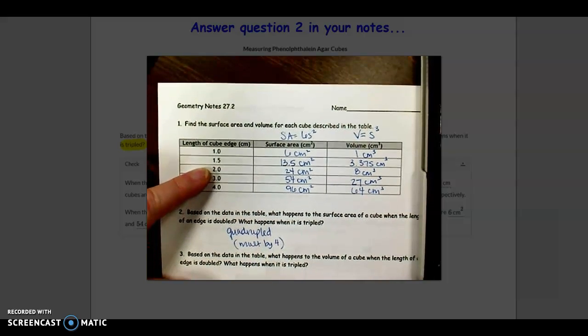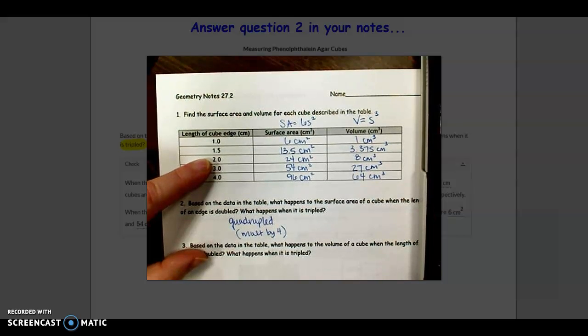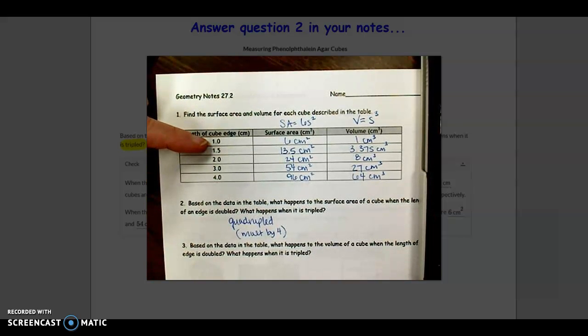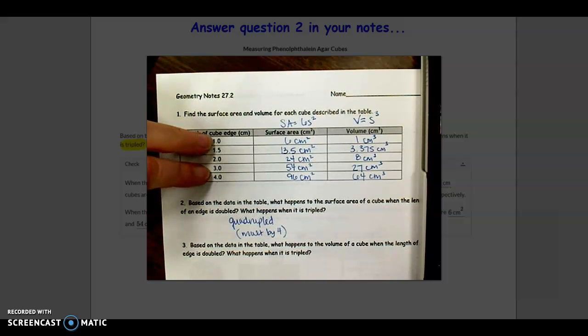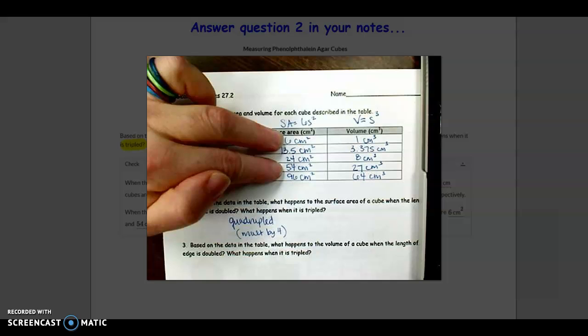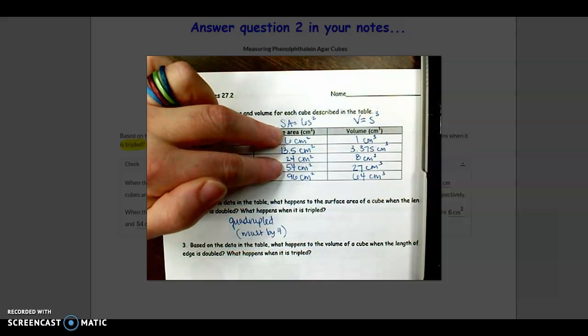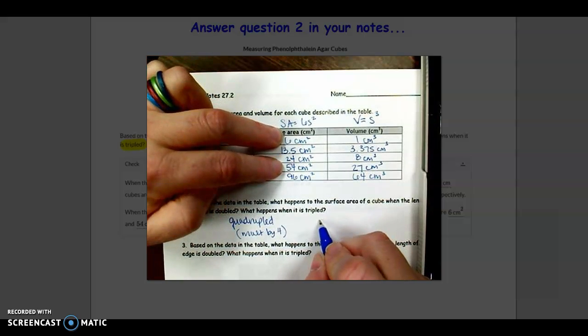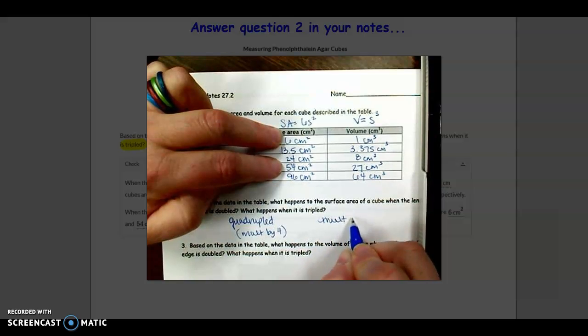The second part of that question is what happens when it is tripled? Well, again, go back to your side length of 1. If you triple that, you get to a side length of 3. What happened to the surface area? It wasn't tripled, was it? 6 times what is 54? 9. So it was multiplied by 9.